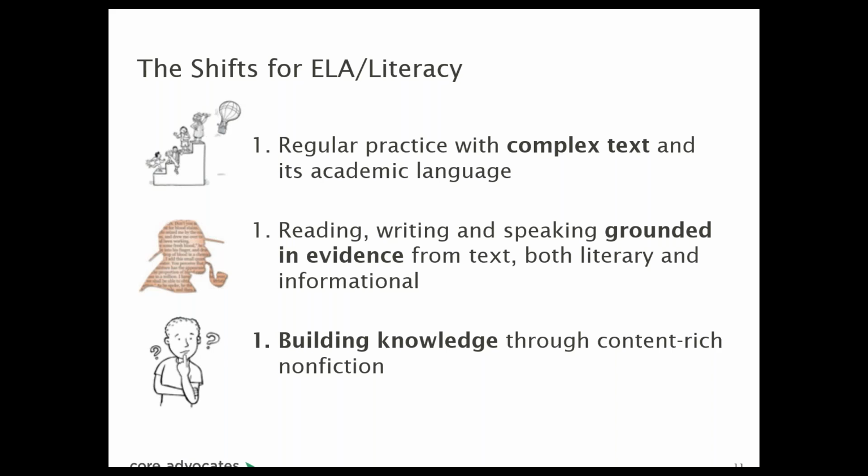So we're going to start off talking about the shifts for English language arts and literacy. We've been talking about these literacy shifts with Student Achievement Partners for some time now, but if you're not familiar with them, here's a quick review. Shift number one is regular practice with complex text and its academic language. Shift number two is reading, writing, and speaking grounded in evidence from text, both literary and informational. And shift three is building knowledge through content-rich nonfiction text. So these shifts provide a frame that describes how the Common Core and other college and career readiness standards raise expectations across multiple areas of the educational experience, including instructional materials, classroom practice, and assessment.